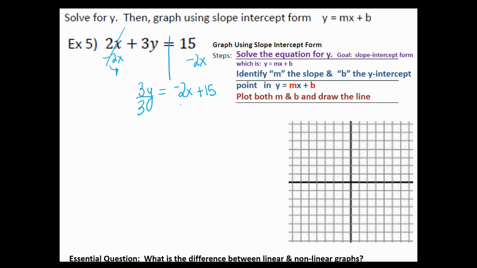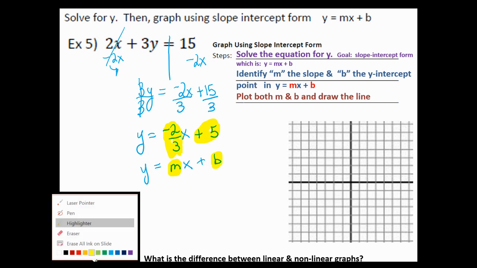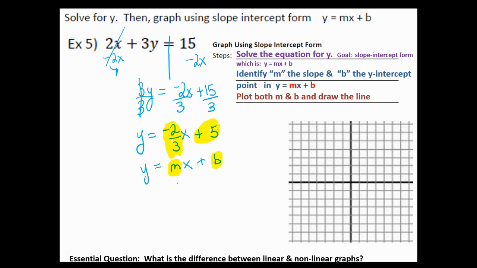We need to divide by 3. So please divide each separate item by the 3. When you divide each separate item, you've now identified your m, and 15 divided by 3 is 5, your b. So these are the two numbers that you need for graphing. So you need this number, which represents the m, and you need this number, which is a positive 5, for the b. You're going to use those two numbers to make a graph.